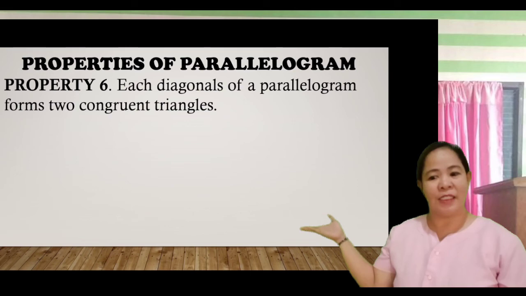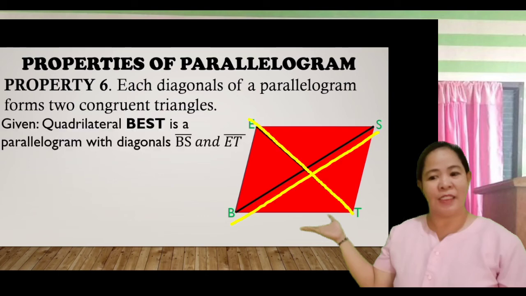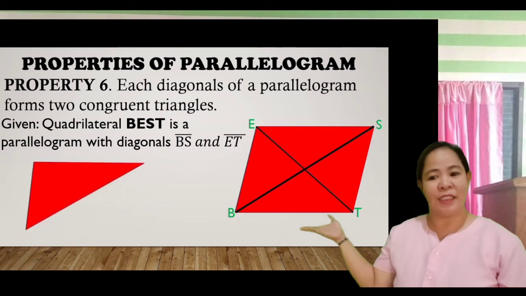each diagonal of a parallelogram forms two congruent triangles. So we have here parallelogram BEST, with diagonals BS and ET. So now, if we are going to separate the triangles formed by diagonal BS, we have now triangle BES and triangle STB.